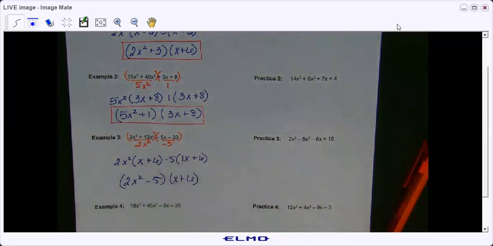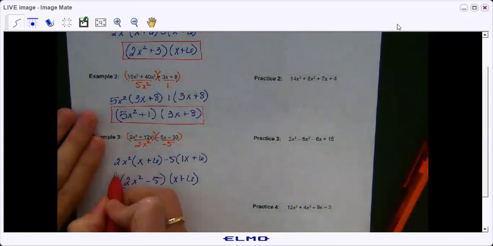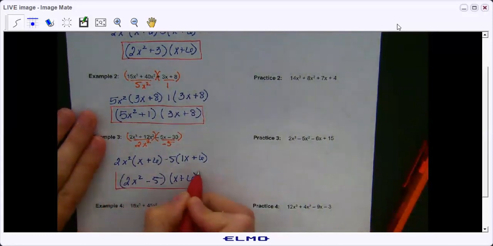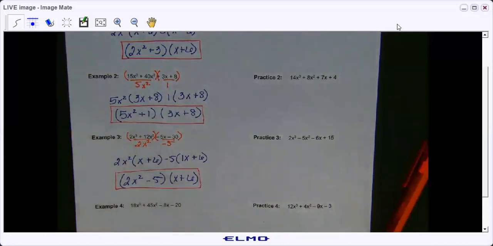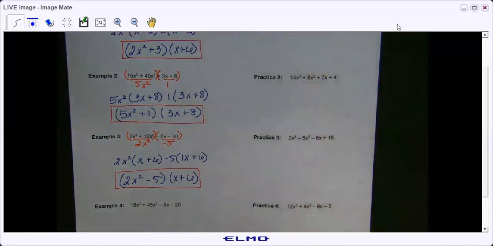And remember, you could go back and check your answer by distributing to see if you end up where you started, because that would be your goal. Okay, we're going to do this last example together, and then I'll let you work on the practice.